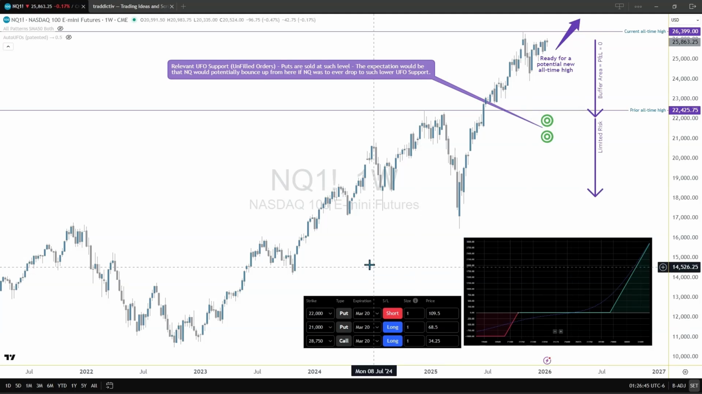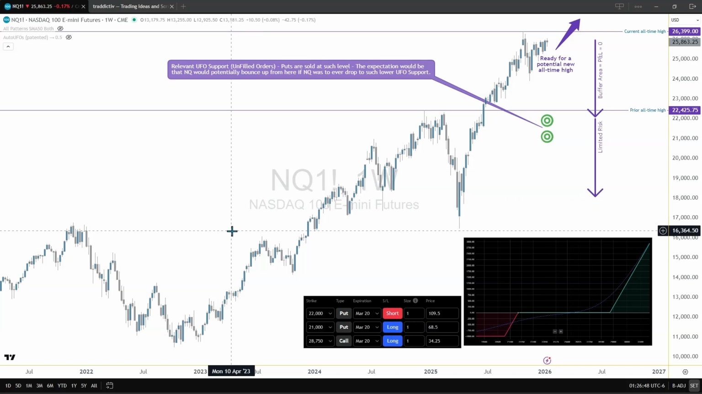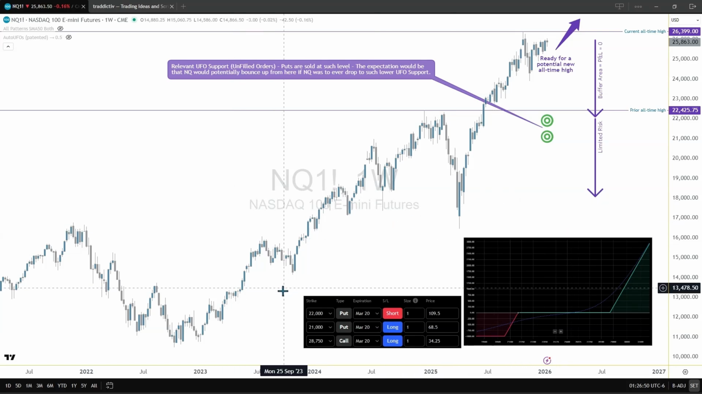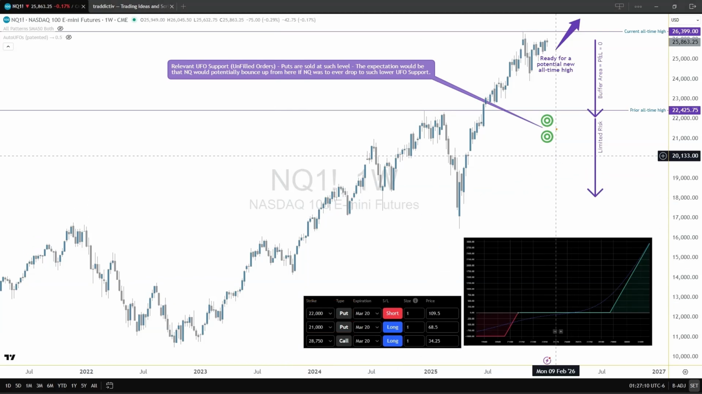The solution to all those various needs is in the form of options trading, where, as you can see on the screen, we will be utilizing two puts, more specifically the 22,000 put combined with the 21,000 put, and those would be creating what we call a bull put spread. So we are targeting 22,000 because this is the price level where we have unfilled orders below price, unfilled orders to buy, UFO, unfilled orders.